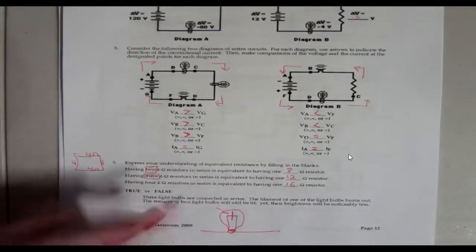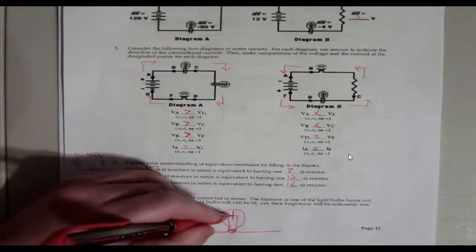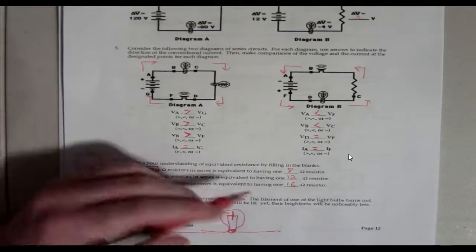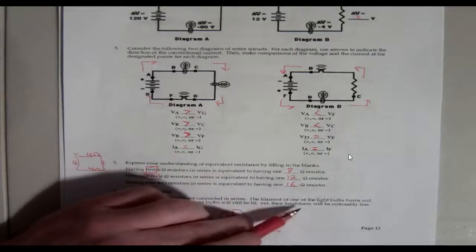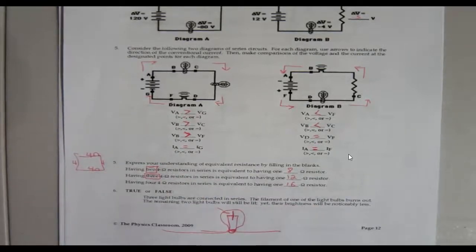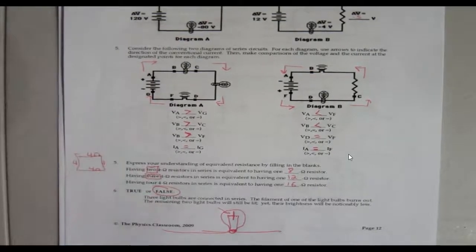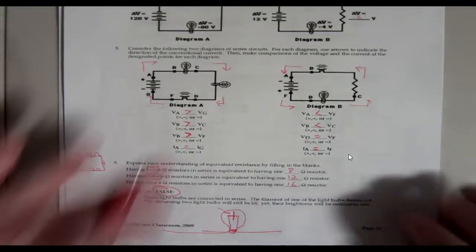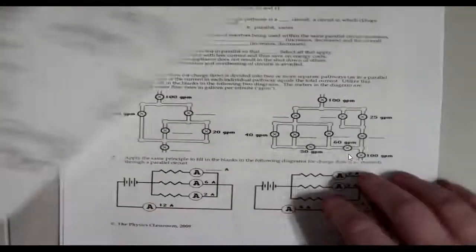Well, no, because electricity goes here, here, and then it can't go because it's broken. Yet their brightness will be noticeably less. Well, actually, no, because they won't be bright at all because they have no power since it's a series, right? So this one is false. Good job. We're 20 minutes in. You're doing great. Okay, so let's move on to the next page.